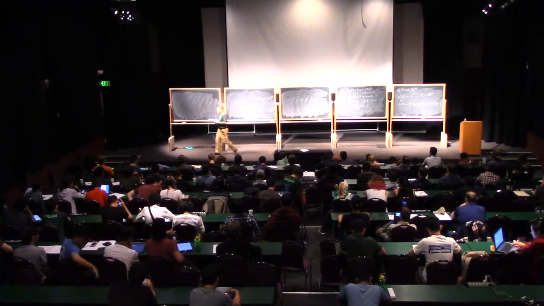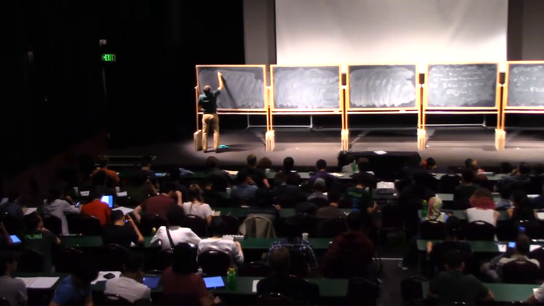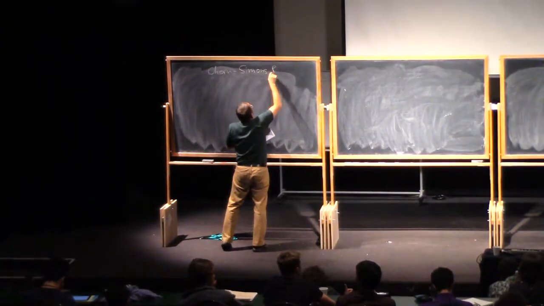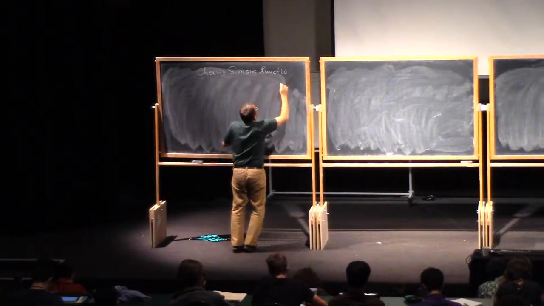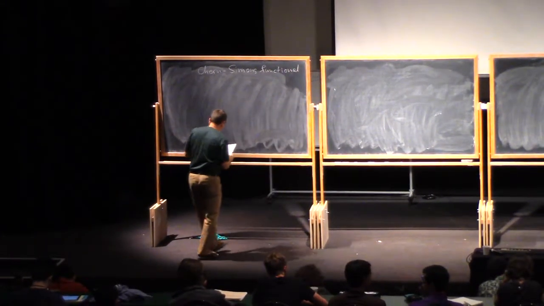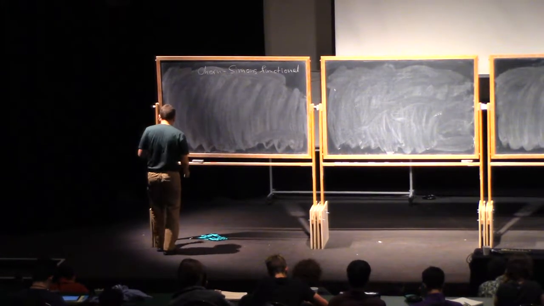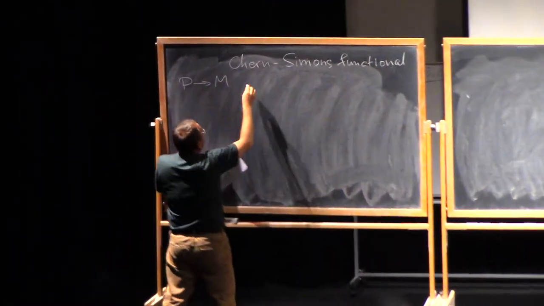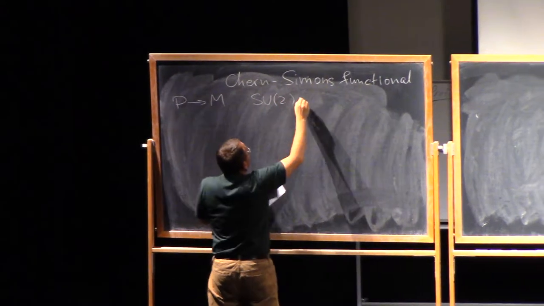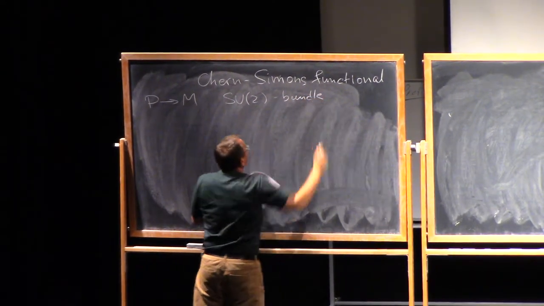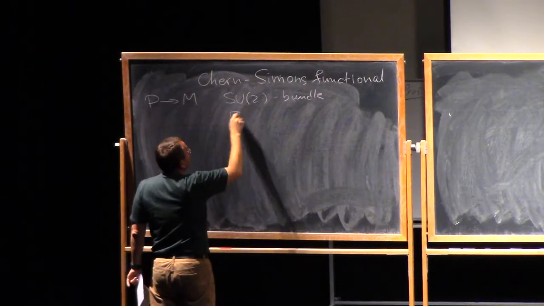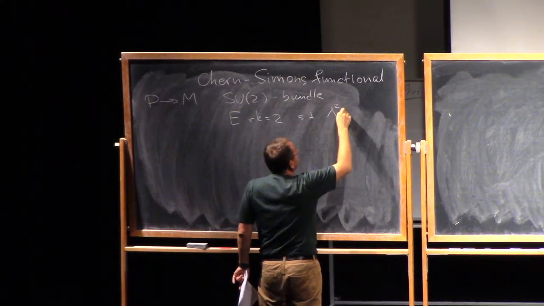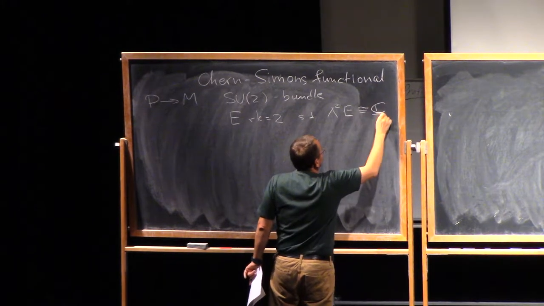So the next thing that I wanted to discuss is the Chern-Simons functional. Now, we specialize here even a little bit more. So what we have is a principal SU2 bundle. If you wish, this is just the same as saying that we have a complex rank 2 vector bundle E such that the second exterior power of E is a trivial line bundle.